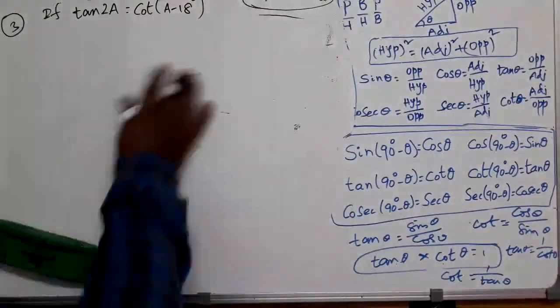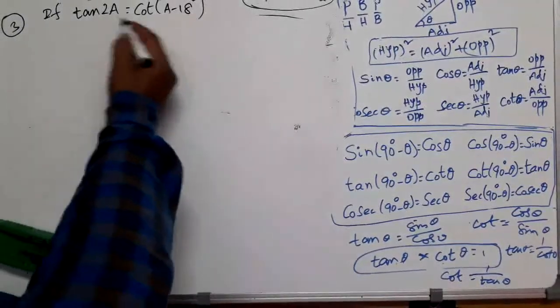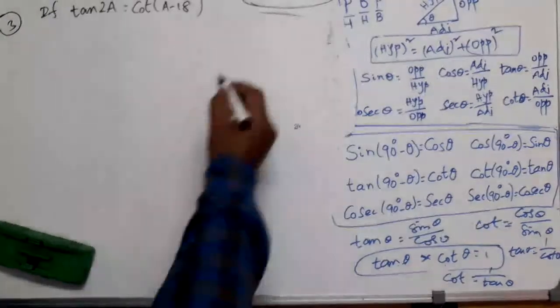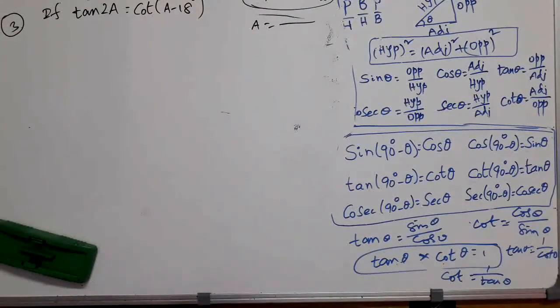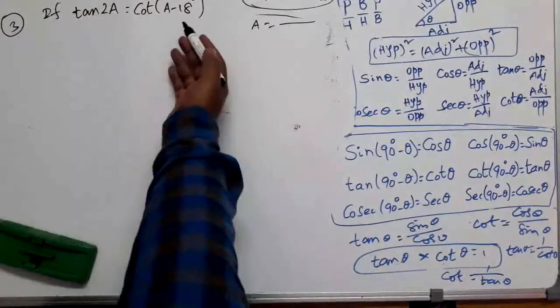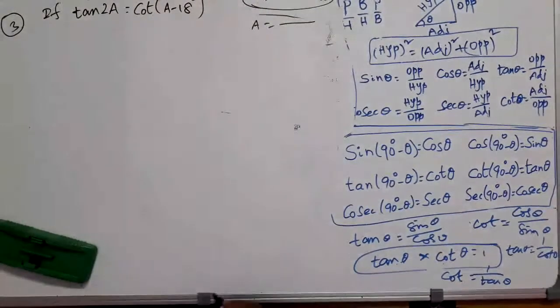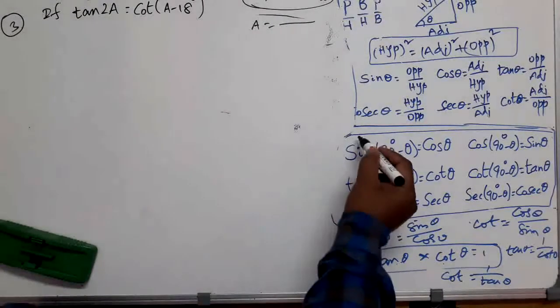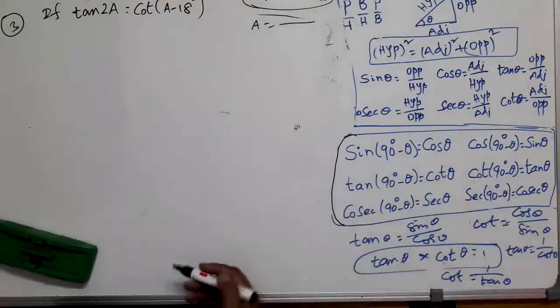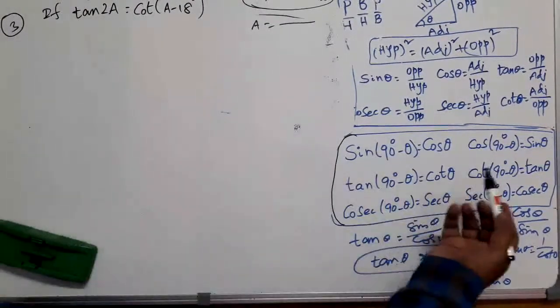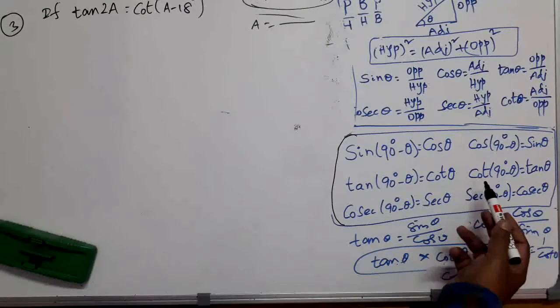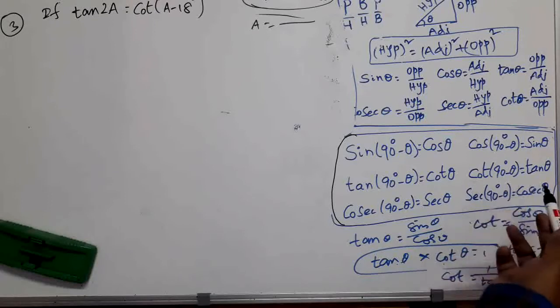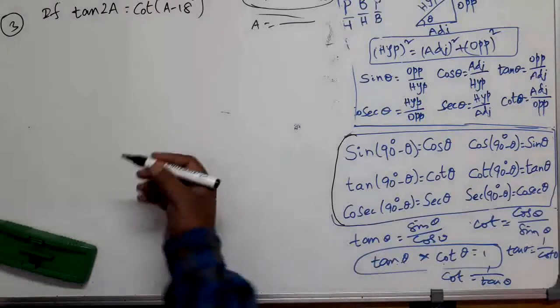See this. Tan of something is equal to cot of some other thing. You need to find the value of A. That is the question. 2A is acute, of course. 18 degrees is involved and unknown A is there. What shall we do? How shall we proceed? Let us use one of these 6 relations. Tan and cot are involved, so I have 2 such relations. Tan of 90 degrees minus theta can be written as cot theta. If I have cot of 90 degrees minus something, I can replace that by tan of that something. So I will use that.